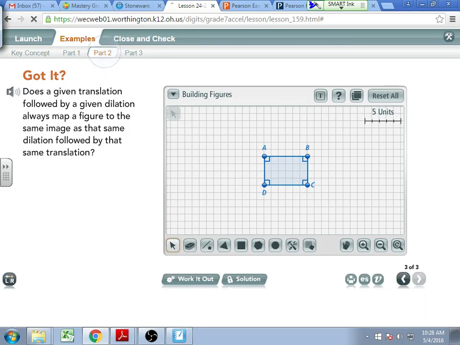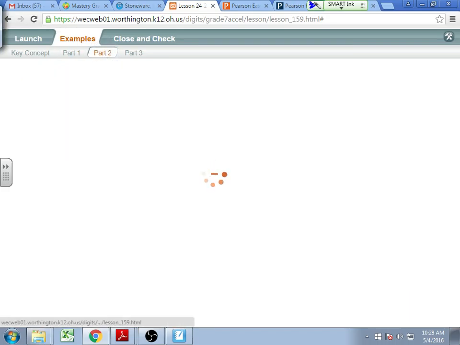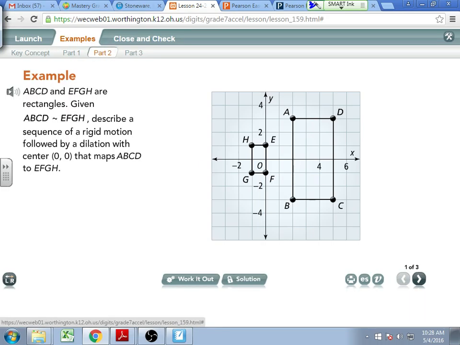We're going to step on into part 2 for the bottom of the front page there. So we want to describe a sequence of rigid motions followed by a dilation with center 0, 0. So same thing, but again, we have to move first. So try this on your own. Going to give you a moment.